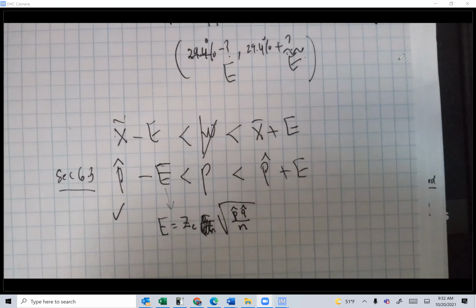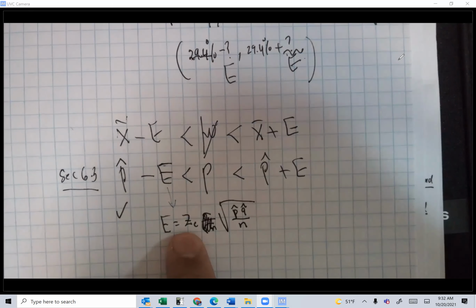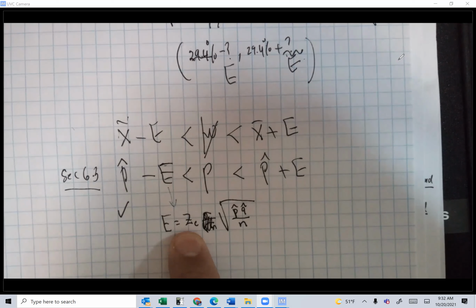However, you're going to see later that we don't need even the formula on the calculator when we perform a confidence interval for the population proportion. So ZC is the critical value. This is exactly the same value that we found in section 6.1.